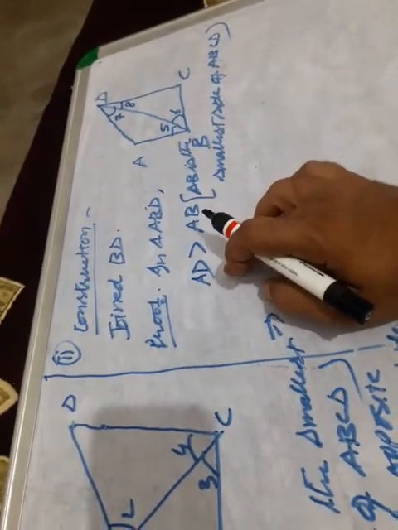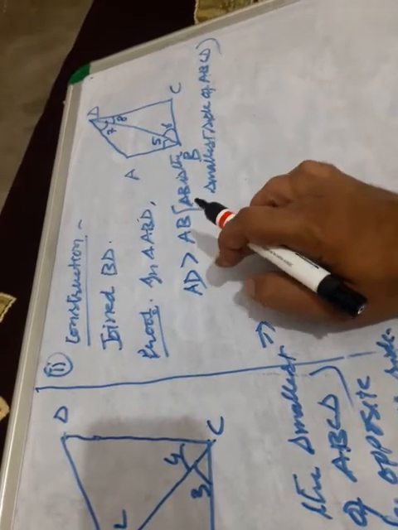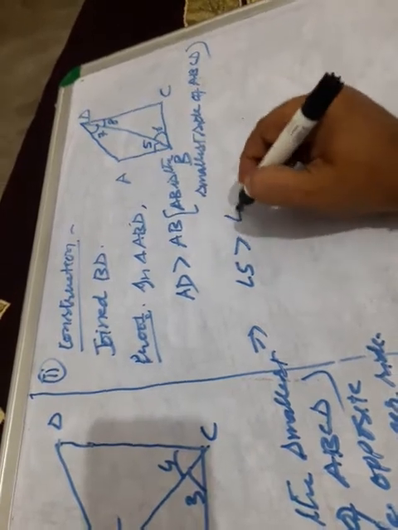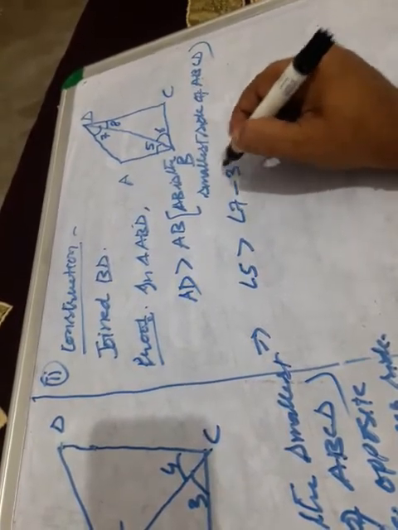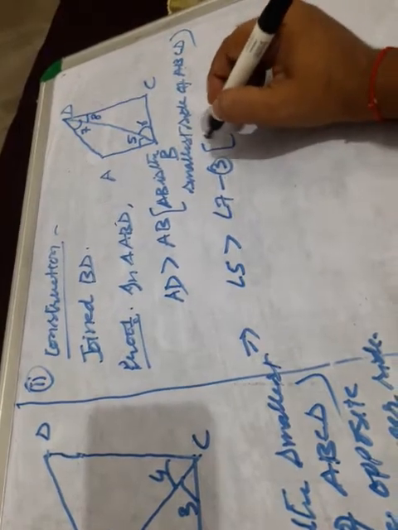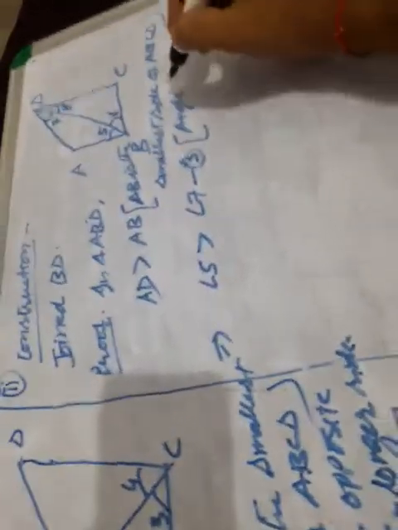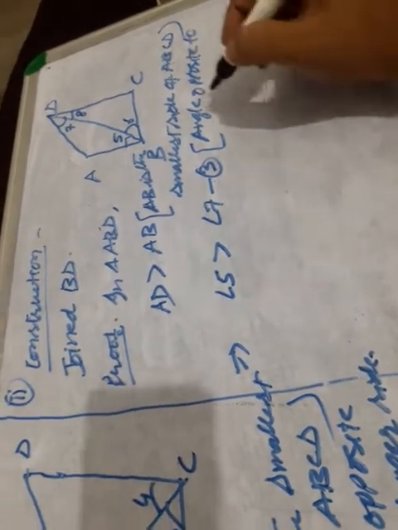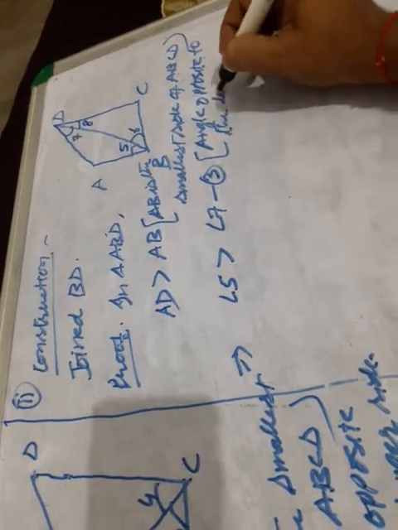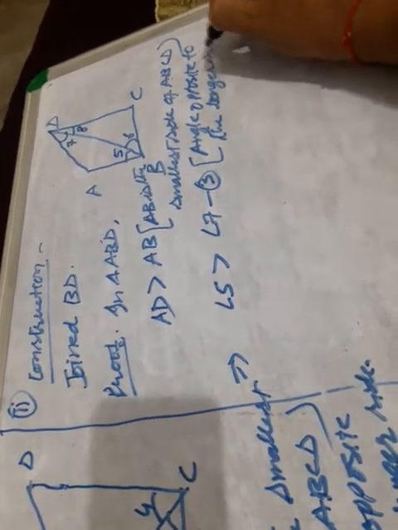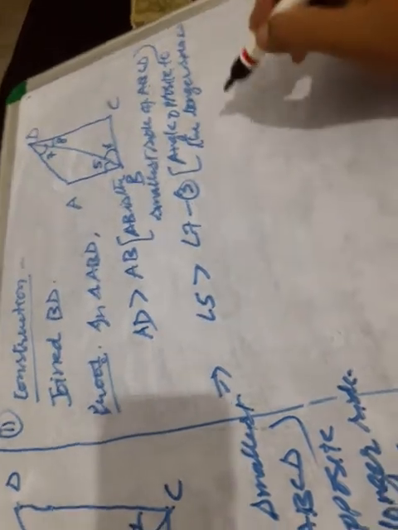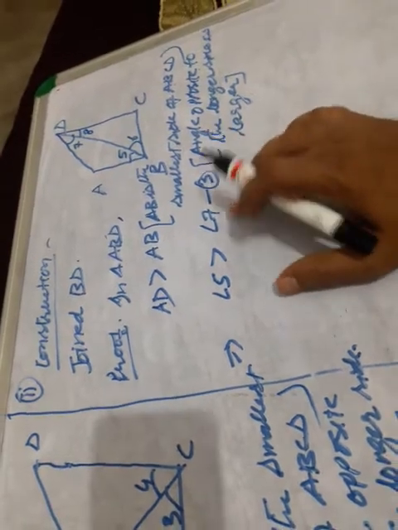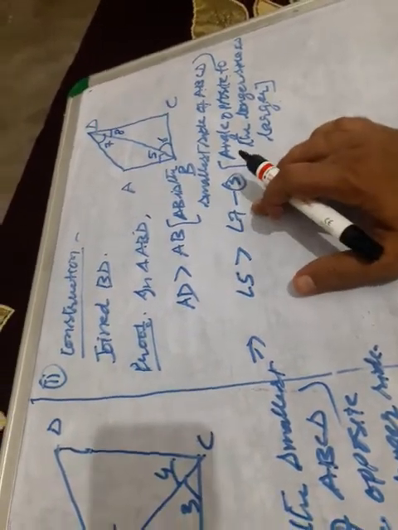This implies AD's opposite angle, that is angle 5, is greater than AB's opposite angle, that is angle 7. This is equation number 3. Why? Because the angle opposite to the longer side is larger. Clear? That is, angle 5 is greater than angle 7. Okay, children.